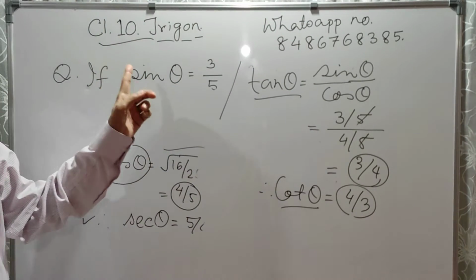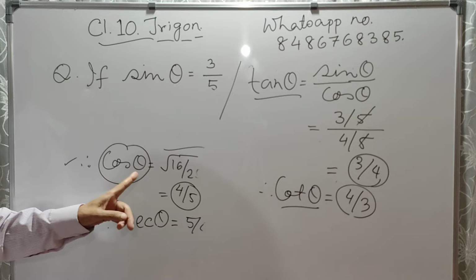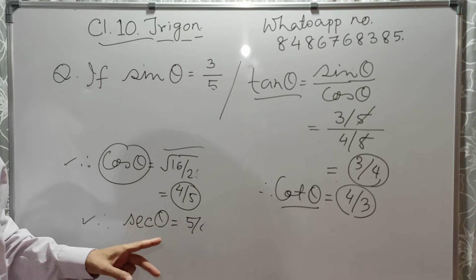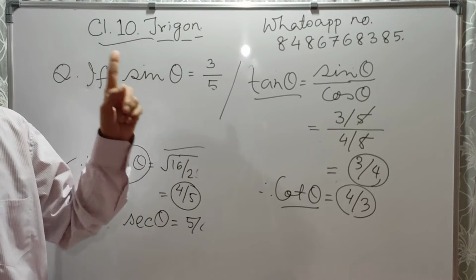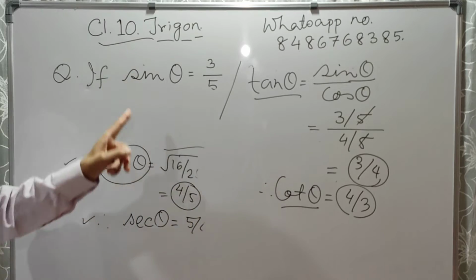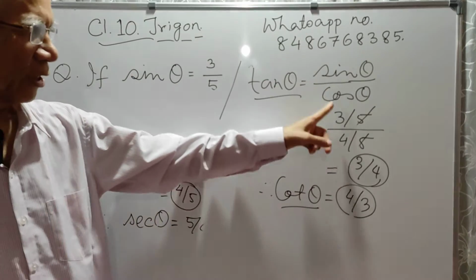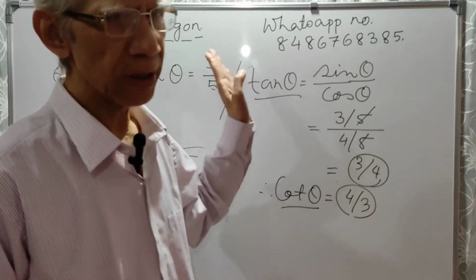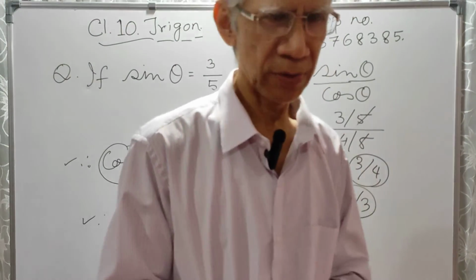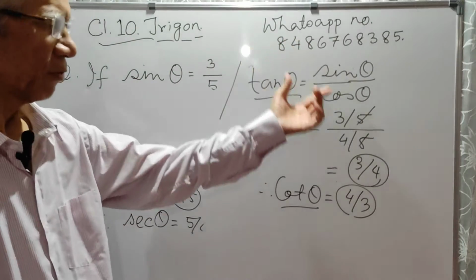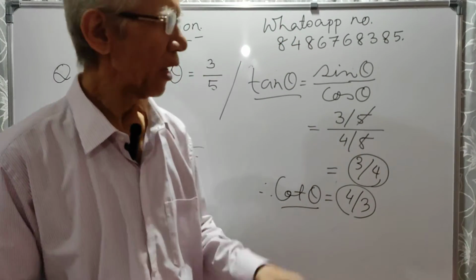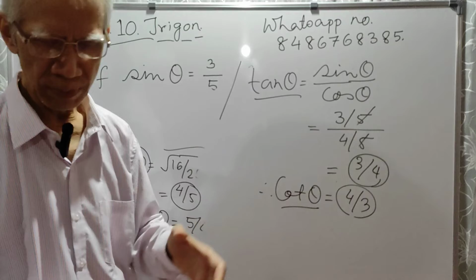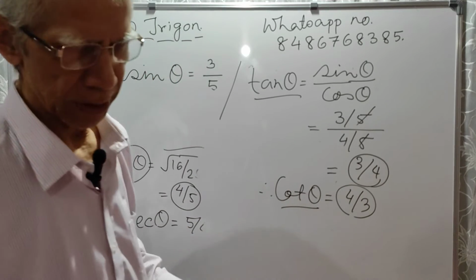So you see, from sin theta we found cos theta, then reciprocal of cos theta is sec theta, then reciprocal of sin we have found cosec theta, then sin by cos, using that relation we found tan theta, and reciprocal of tan theta is cot theta. So we found all the other 5 trigonometrical ratios. One was given, we found all the rest, right? Now how did we do this? We did it by using formula.